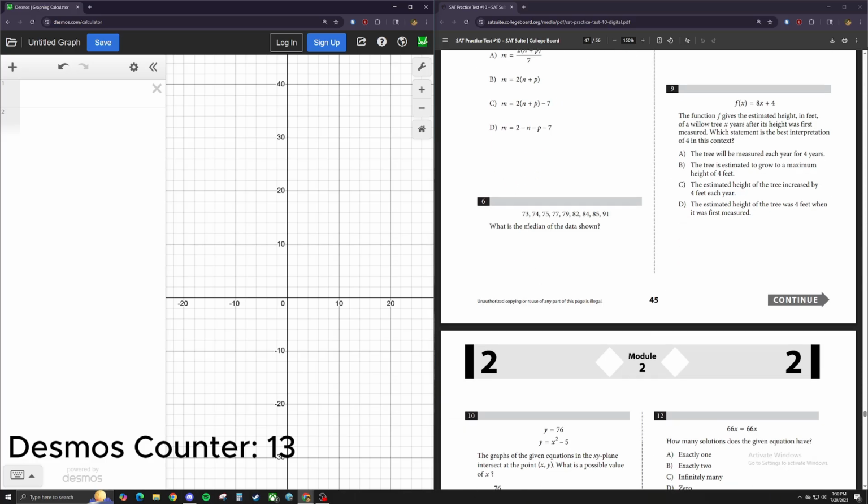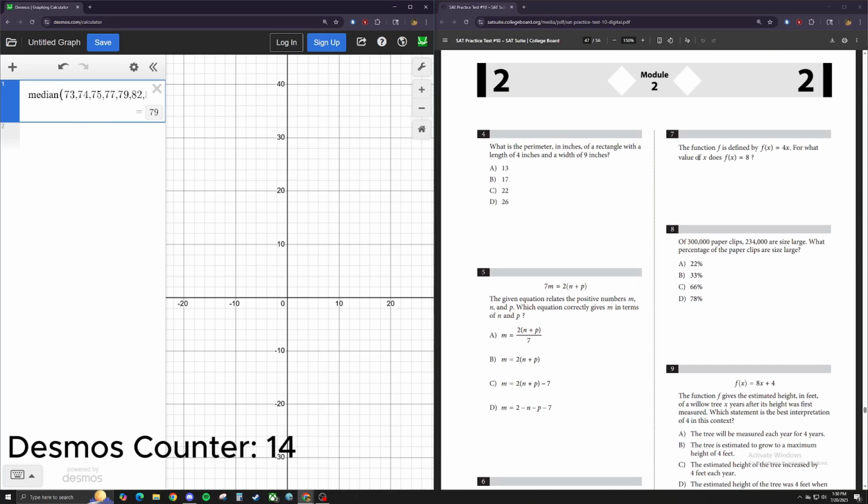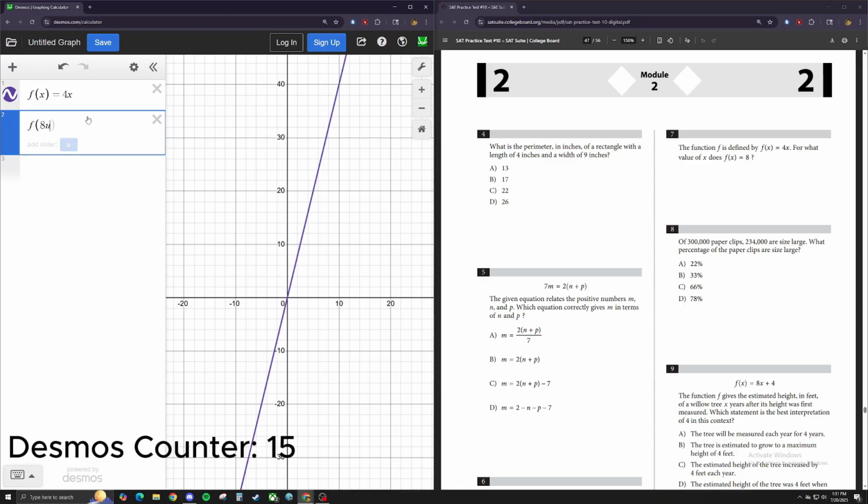These are rearranging things. Oh yeah, Desmos can definitely do this for you. If you just type in median and then put in all the data, you get your answer right there, 79. Okay, this one, you just plug it in. You just plug in 8, so it's 32. But you could use Desmos. So f of x equals 4x, and then say, what is f of 8?